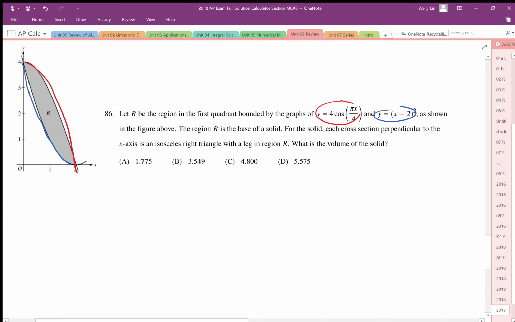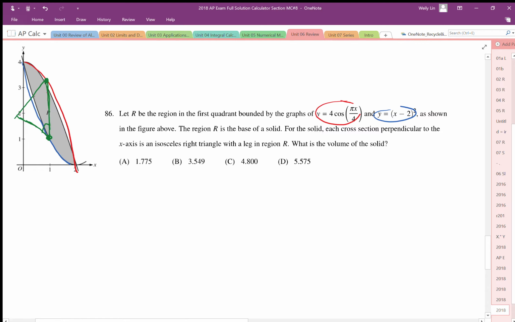For the solid, each cross-section perpendicular to the x-axis is an isosceles triangle with a leg in region R. So what that means is that this length here represents the length that we're looking for. It's going to be the red height minus the blue height, and this represents a leg of the right angle triangle. So my right angle triangle is going to look like this. I have a leg like that, and those are going to generate the cross sections of the solid.